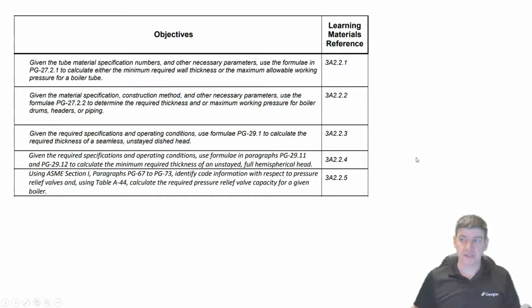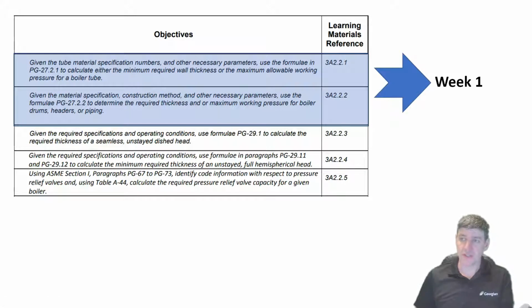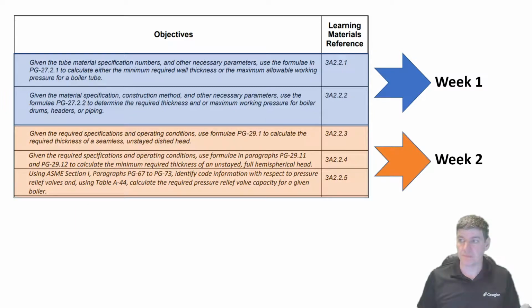We have a number of objectives to cover at the third class level, so we're going to go through them as we go through the course. But generally what we have are a few different sections. We have tubes that we need to be able to calculate. We have piping. We need to be able to calculate heads. And we need to be able to calculate some capacities of safety relief valves. Our first section is going to be tubes and some of our piping calculations. And then our second week is going to be heads and safety relief valve. So we'll break it up into two sections.